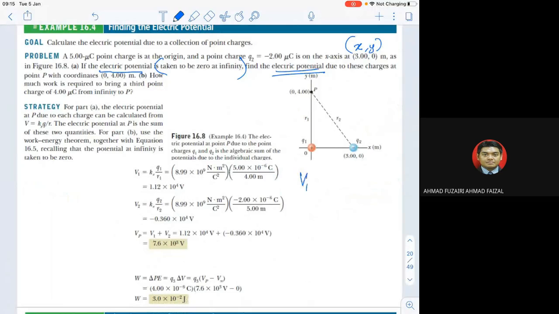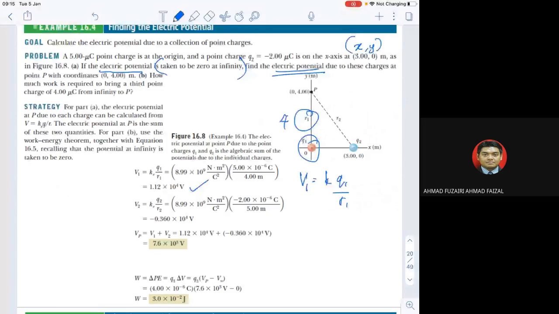So V1 is KQ1 over R1. This is Q1 and this is R1. R1 is 4. You put that value in and you get 1.12 times 10 to the power of 4 volts. Easy, some simple calculation. But there will be a time when you can easily make mistakes here. This is where you make the mistakes.